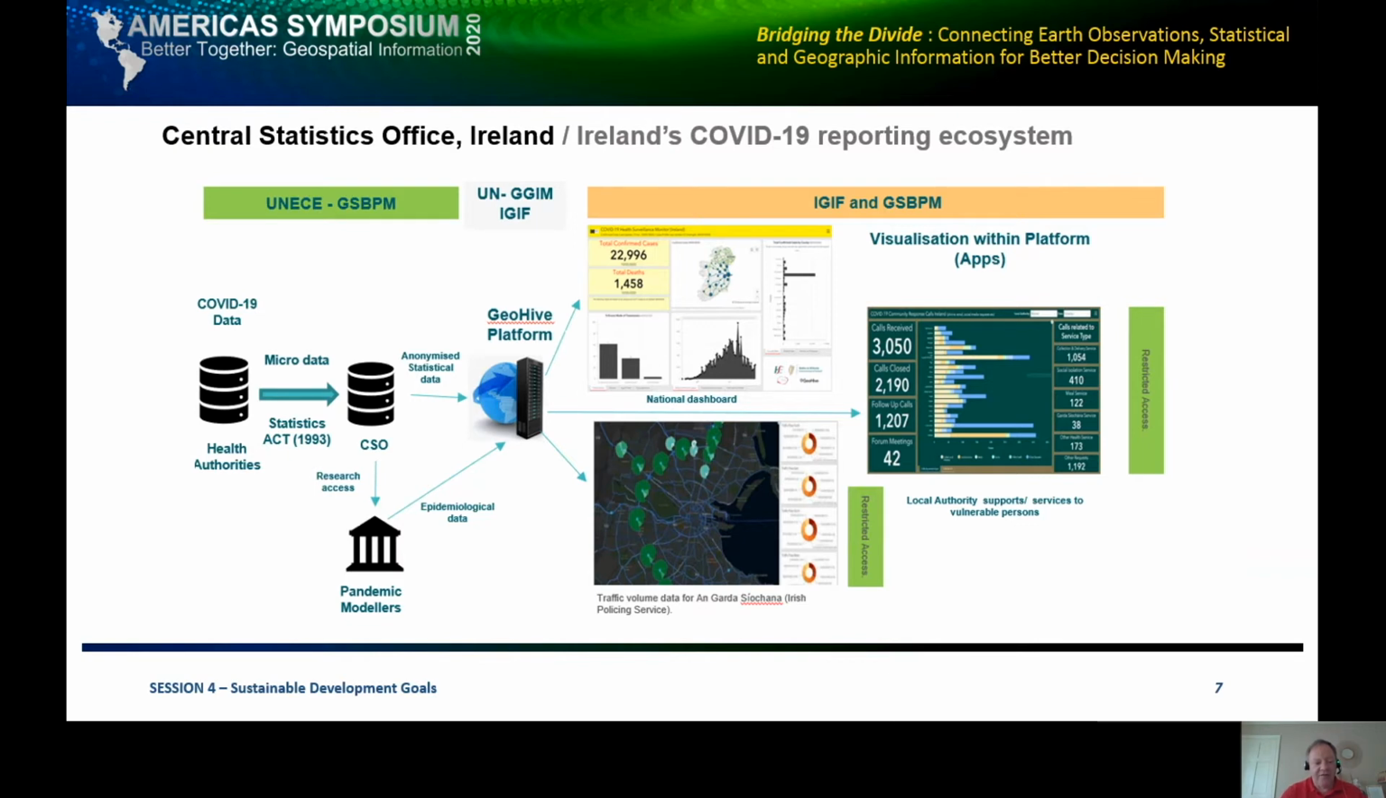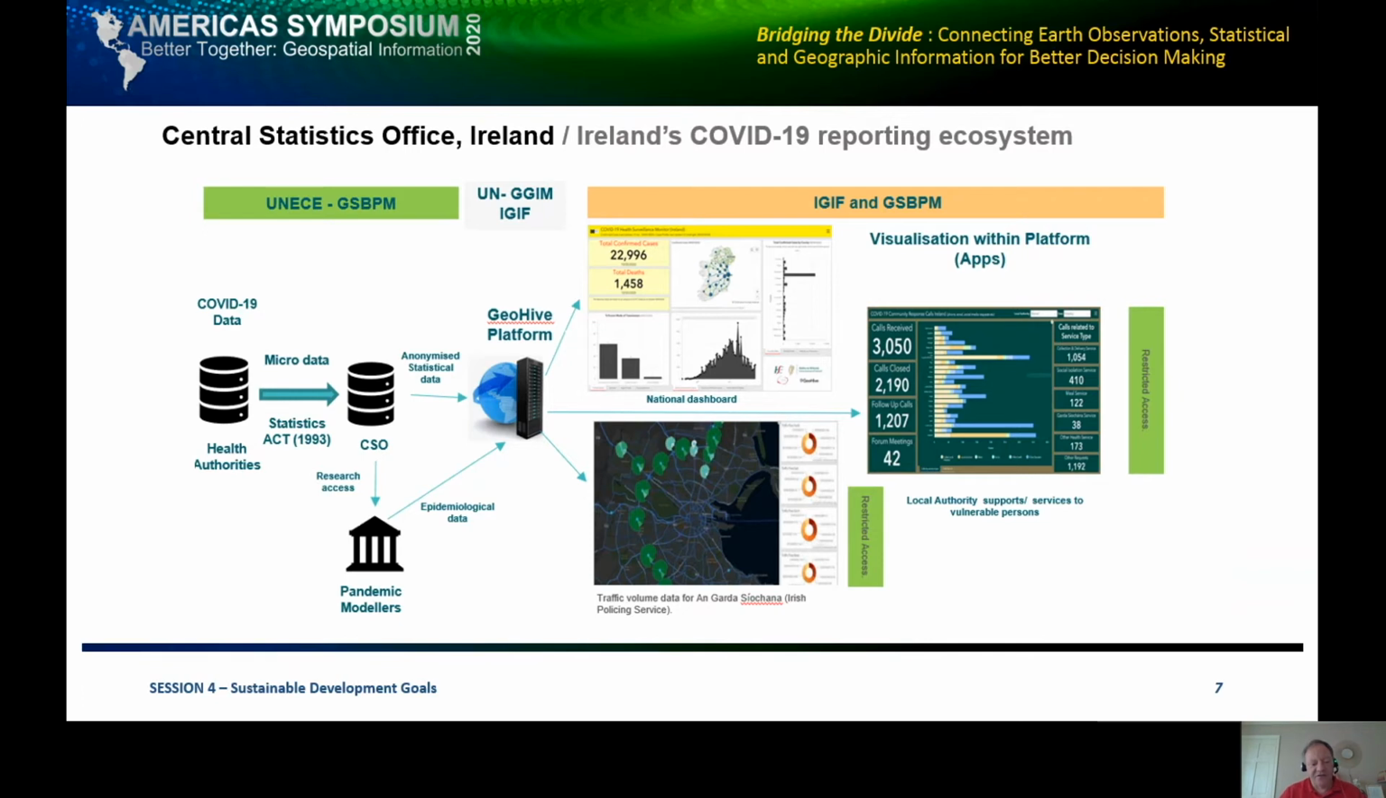Within the GeoHive environment, there are also a number of restricted access dashboards. Examples of two such dashboards are presented here. The first is the visualization of traffic volumes passing road sensors around the Greater Dublin area, the capital of Ireland. This was developed for our policing service to monitor traffic volumes during periods of lockdown. The second is a dashboard built to monitor responses of municipalities to calls from the public for support.